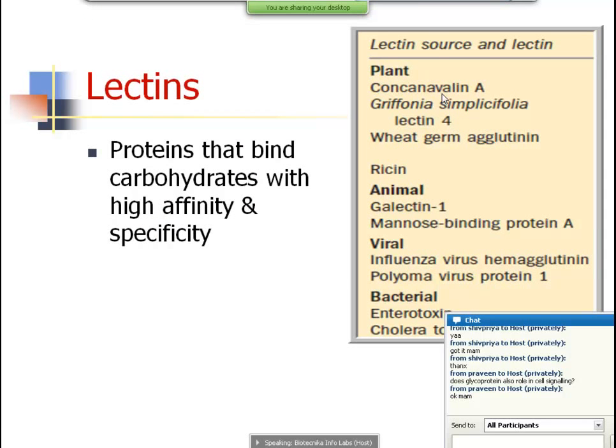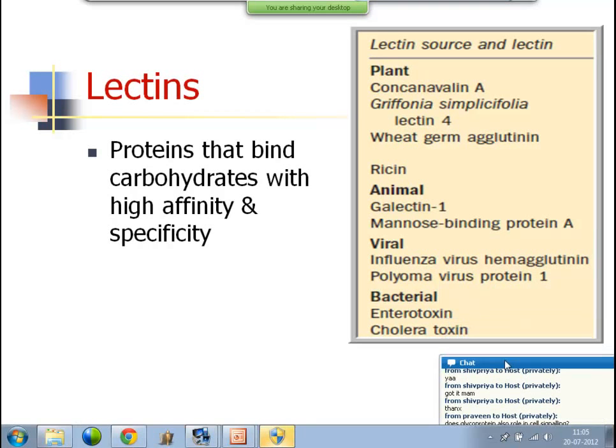Apart from that, we have to know what lectins are. Lectins are proteins synthesized in certain plants, particularly in plants, but also animals and bacteria. Mainly they have high affinity towards carbohydrates. They are not always bound, but they always have high affinity to carbohydrates. Here I have shown you a few examples of lectins: plant source lectins, animal source lectins, viral and bacterial lectins.